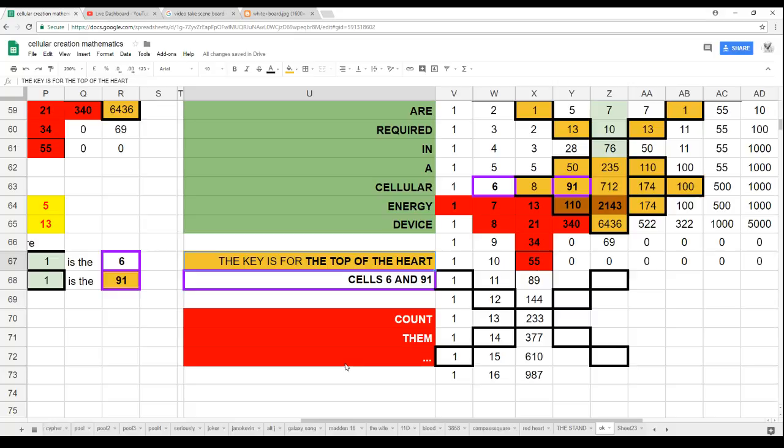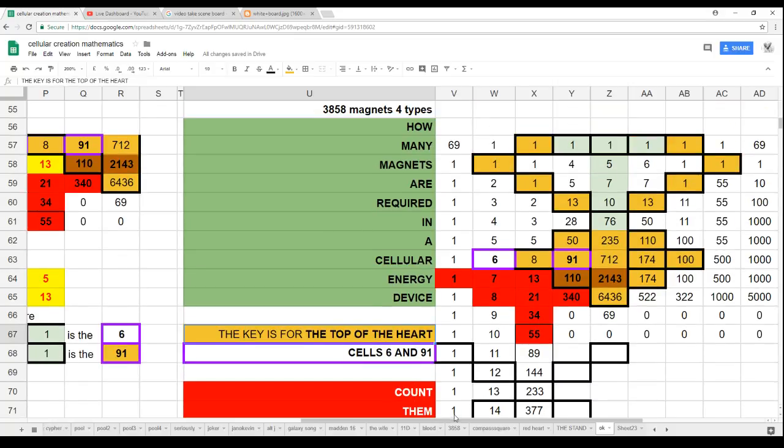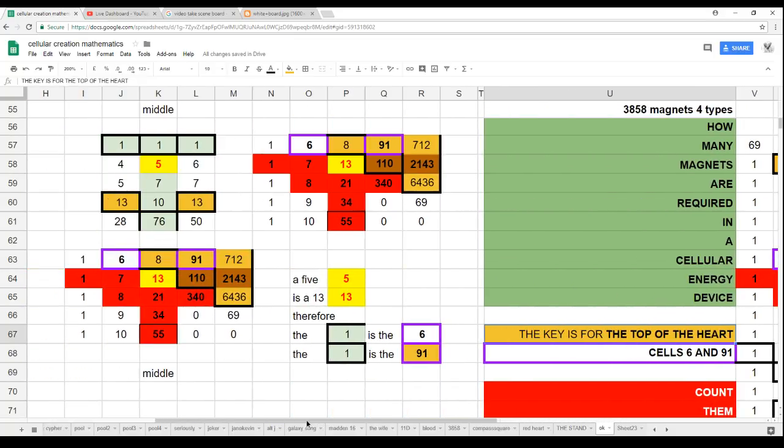Now, I just said count them. We're going to get to that. Before that, we're going to slide over here. Now, if this is your middle, with balance, and this is your T, and this is your heart with the 6 and the 91 included, look what's in the middle, guy. A 5 is a 13. It's literally in the middle, guy. A 5 is a 13.